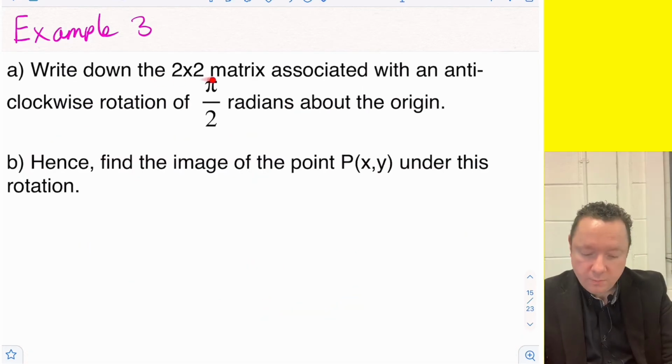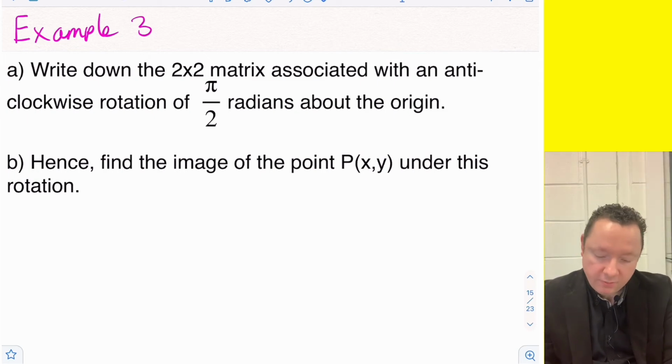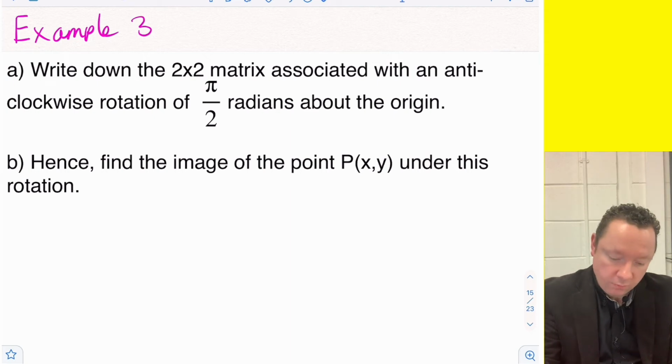Write down the 2 by 2 matrix associated with an anticlockwise rotation of pi over 2 radians about the origin. And then for part B, find the image of point P under this rotation. So let's start with A.